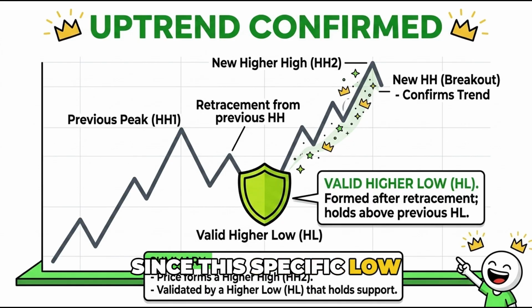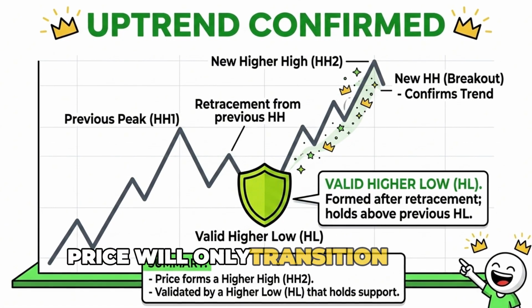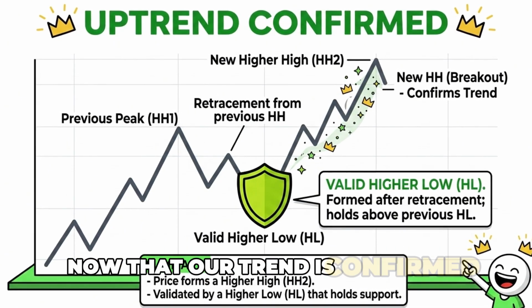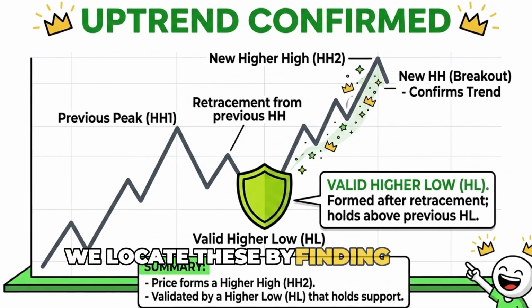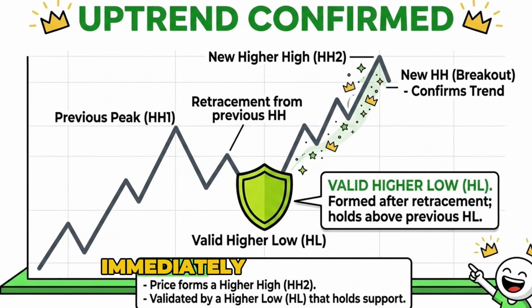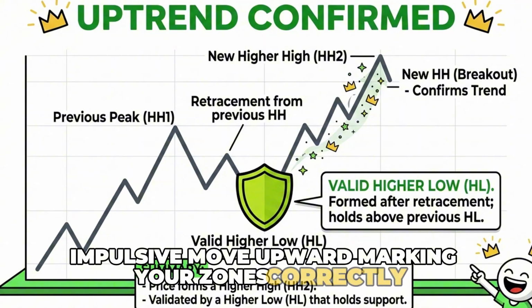Since this specific low was the one that broke the previous high, it is our valid low. Price will only transition into a downtrend if it manages to break below this point. Now that our trend is confirmed, we search for demand zone opportunities. We locate these by finding areas of consolidation, points where the price moved sideways immediately before a sharp impulsive move upward.